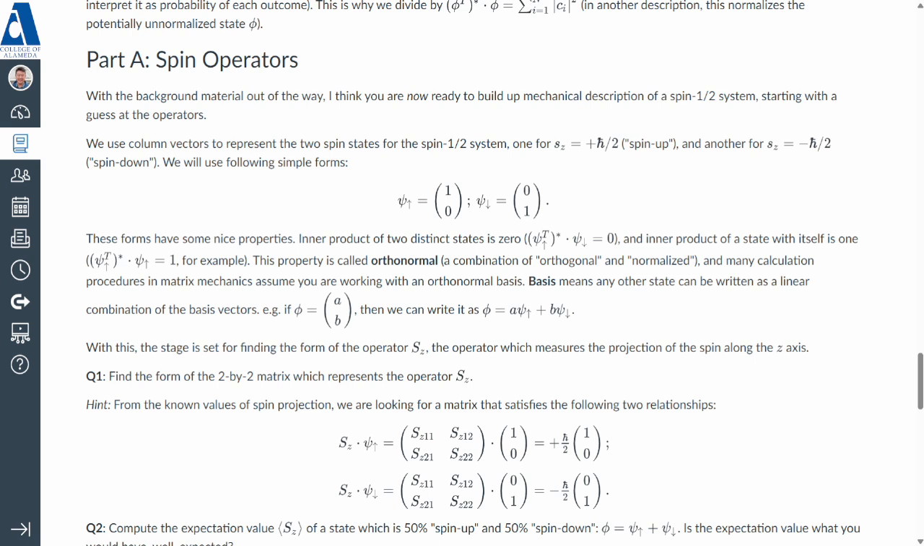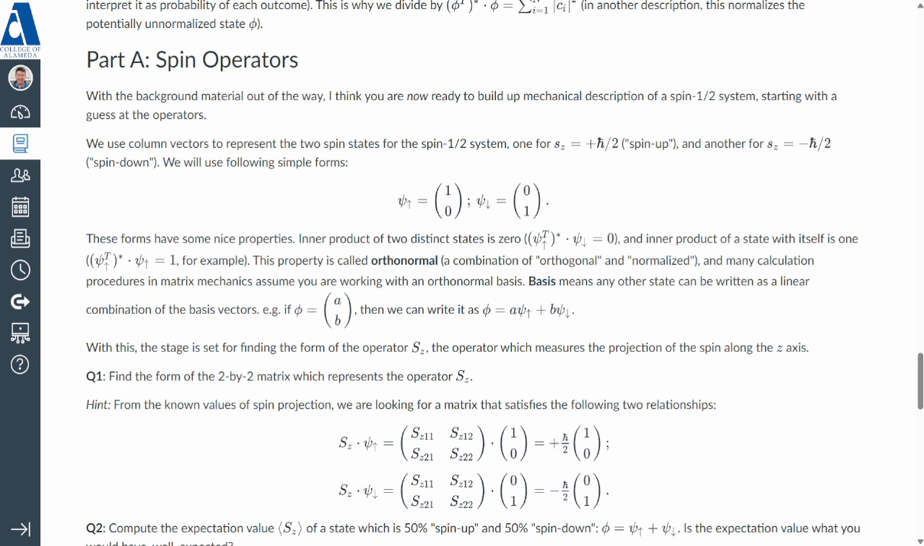We will use following simple forms. Psi spin up is equal to column vector 1, 0, and psi spin down is equal to column vector 0, 1. These forms have some nice properties. Inner product of two distinct states is 0. Psi spin up transpose complex conjugate times psi spin down is equal to 0. And inner product of a state with itself is 1. Psi spin up transpose complex conjugate times psi spin up is equal to 1, for example.